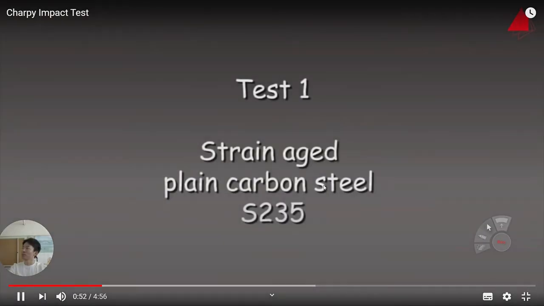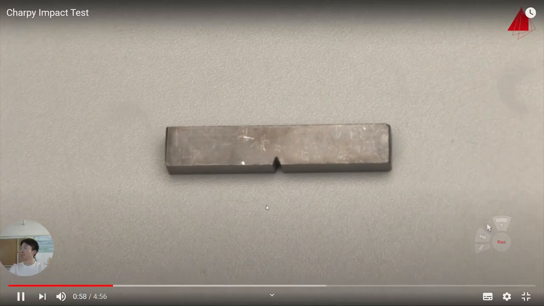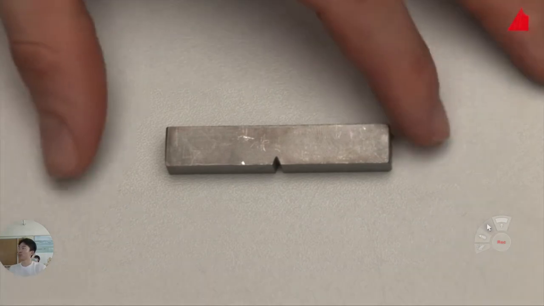First test, strain-aged plain carbon steel S235. This is our test specimen. For this impact test, you have to make this kind of defect because we want the fracture only in this area, not another area. So that's why you have to make this small defect intentionally. The specimen is machined to standardized size and shape with the characteristic V-shaped notch.